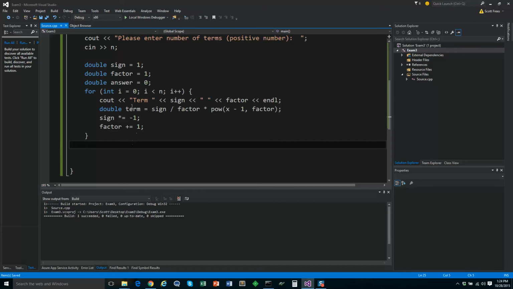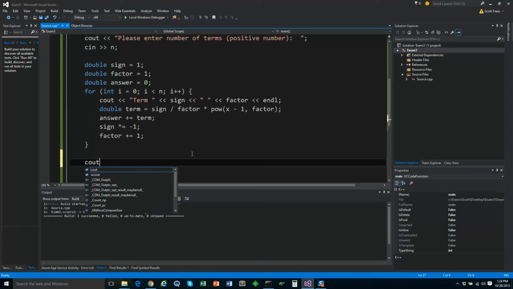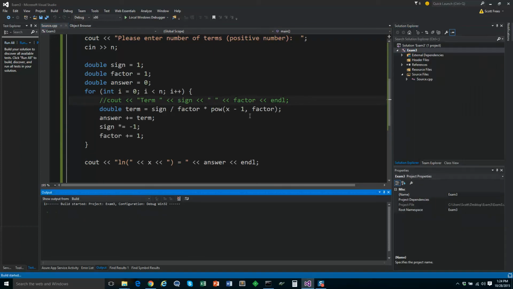Okay, so I got my term, and I'm going to add my term, accumulate it into answer. And at this point, I can say the ln of x is equal to answer. And I could probably take out this term for now. I'll leave it in as comments. It might be nice to add it back if maybe the number doesn't show up right.